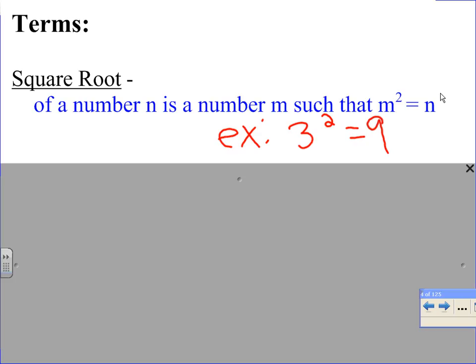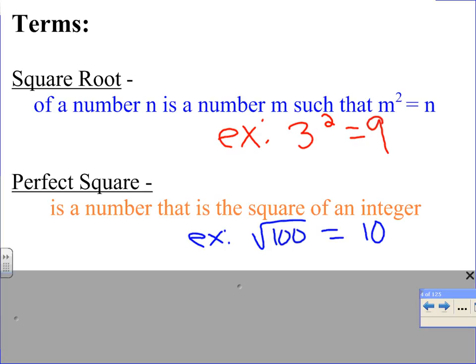So a square root. In other words, what they're trying to have you get from that is that the square root of 9 is 3. Ben? No, the square root is what that's equal to. Okay? All right, second one, perfect square.